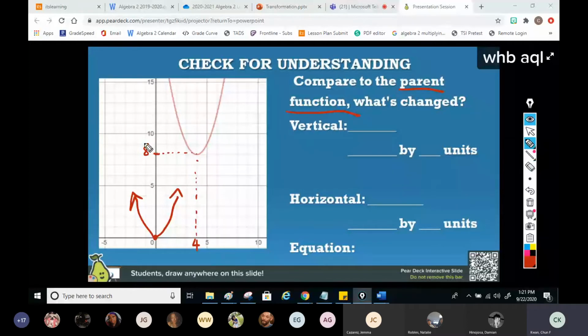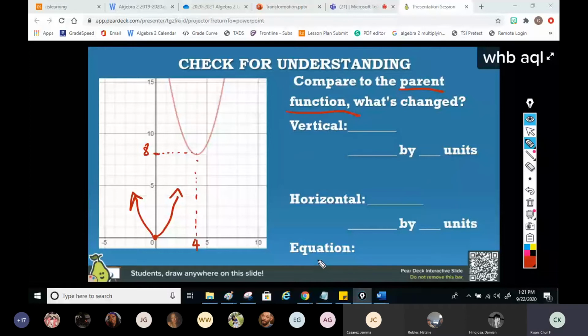So tell me, is there any vertical movement? If there is, is it up or down? By how many units? Same thing for horizontal. Is there any horizontal movement? If there is, is it left or right? By how many units? And then write the equation out.